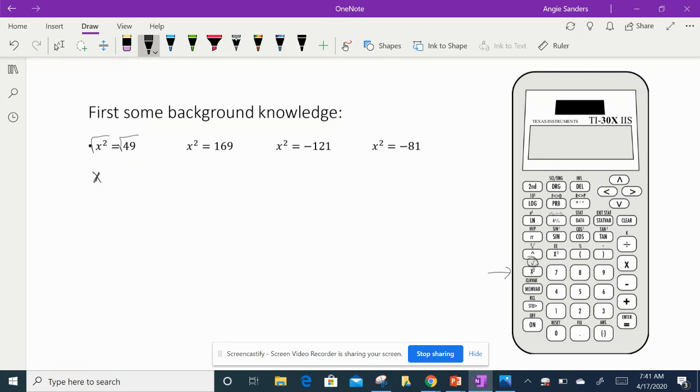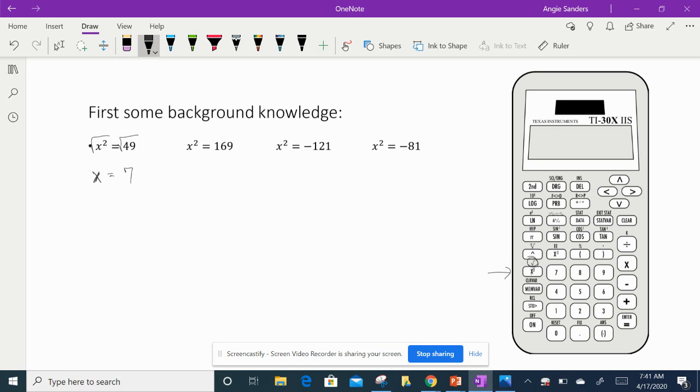If you have a different calculator than this one, you may need to type in 49 first and then access your square root button. Either way, when you do that, you get an answer. You should get an answer of 7. Now, that only gives us one answer. So, how can this give me two answers?